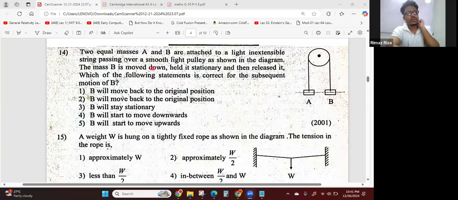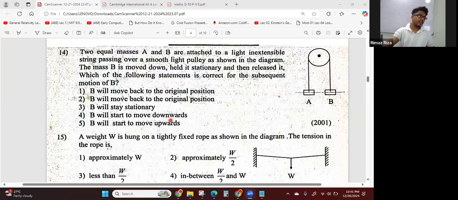Okay, so two equal masses A and B are attached to a light inextensible string passing over a smooth light pulley as shown in the diagram. The mass B is moved downward. Both the masses are equal, say 1 kilogram each. The mass B is moved down, held stationary, and then released. Initially like this, I move B downward and release. Which of the following statements is correct for the subsequent motion?